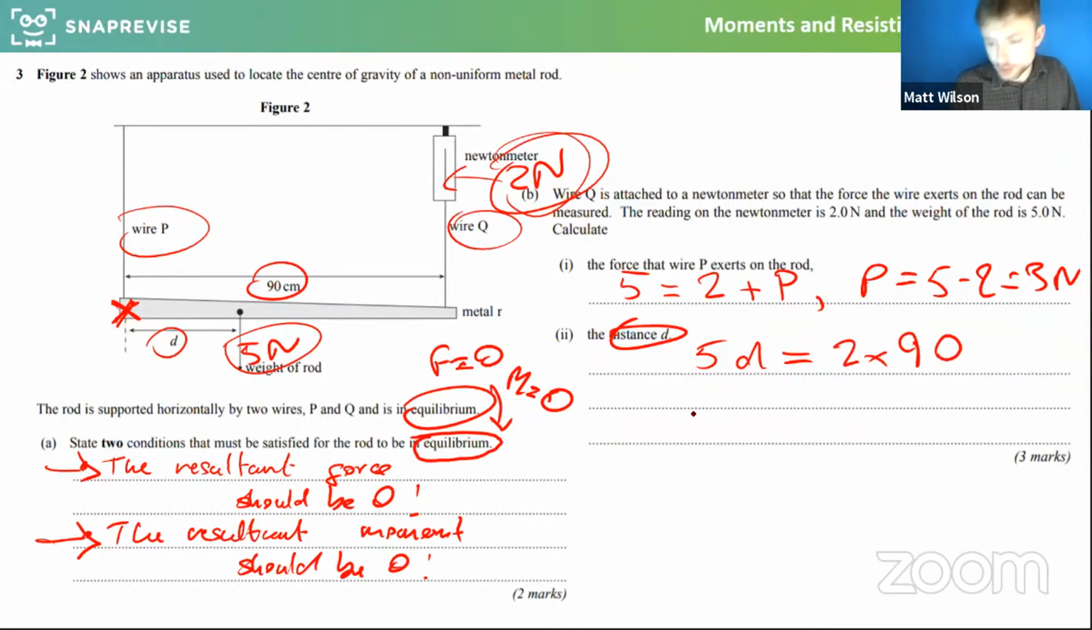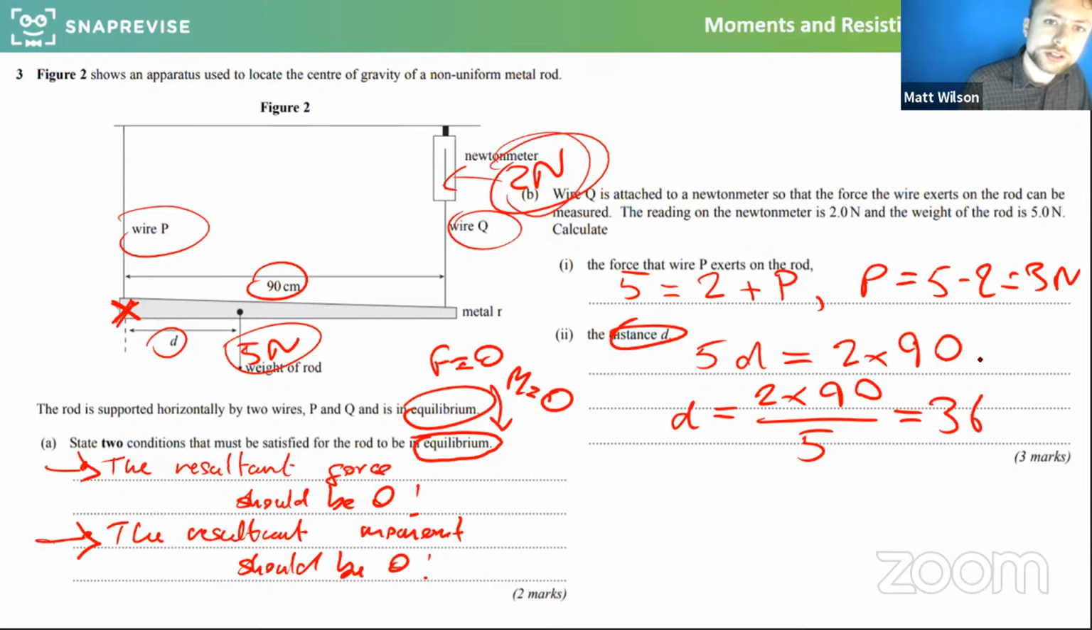So if you rearrange this, you'll find that D should be equal to 2 times 90 divided by 5. And so if you chuck that into a calculator, you should find it's 36. And because we chose centimeters here, we also have centimeters here. Good, okay.